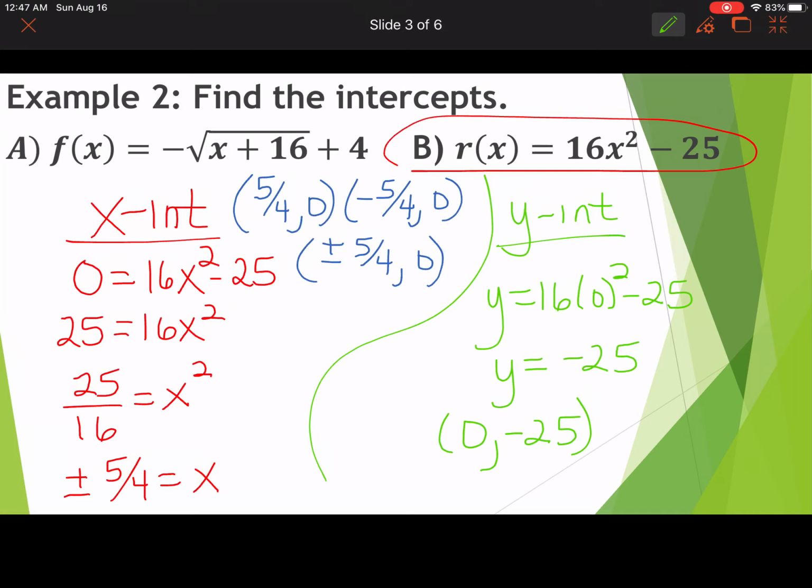Let's find our y-intercept. So that means that x is 0. So y equals 16 times 0 squared minus 25. y equals negative 25. So our y-intercept is at 0, negative 25.